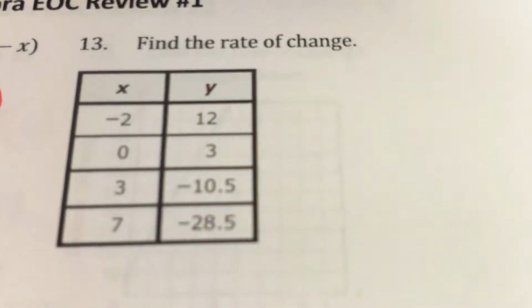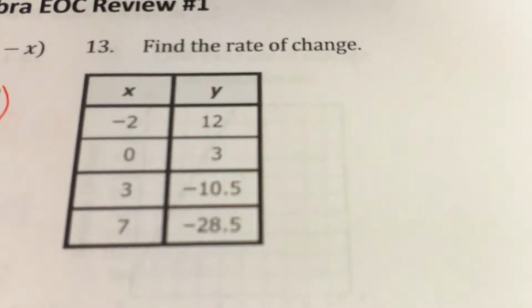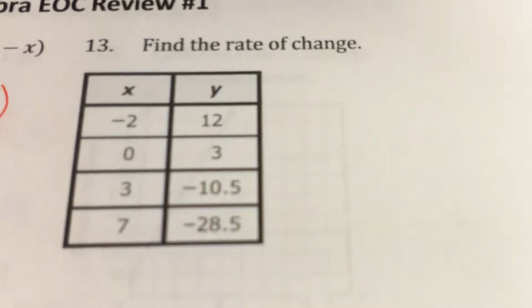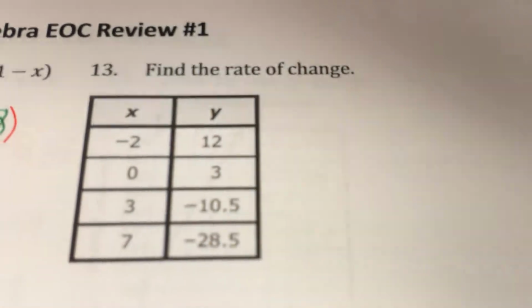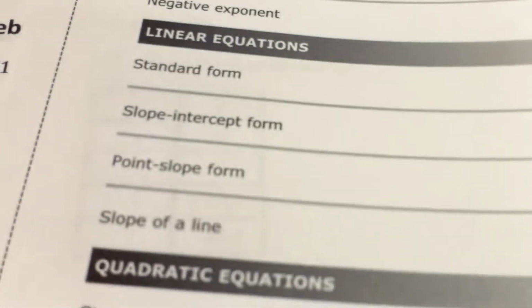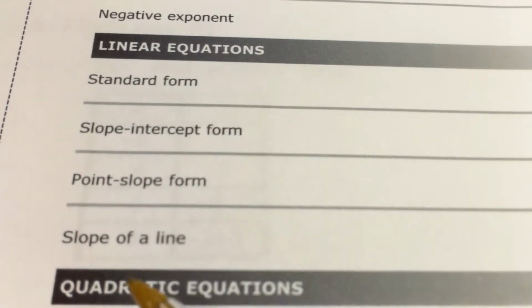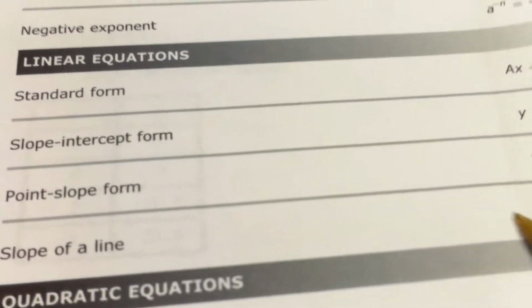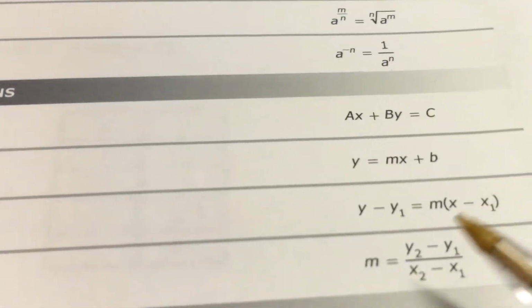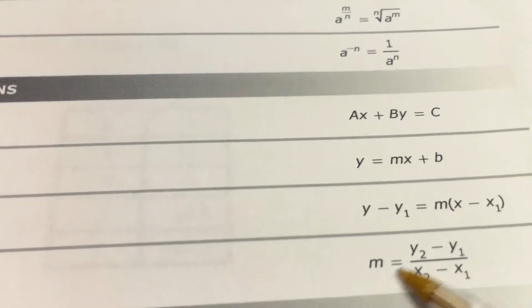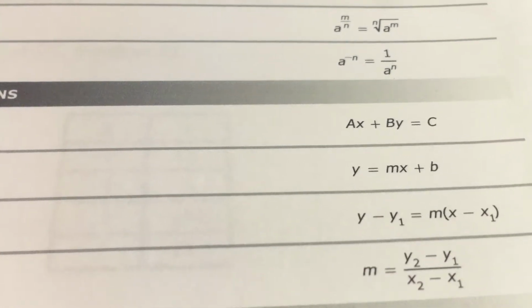Find the rate of change. Rate of change is the same thing as finding the slope. So we're going to have to find the slope of this. We have our formula chart, and here it says slope of a line, and we are going to be using this equation. M stands for slope, equals y2 minus y1 over x2 minus x1.